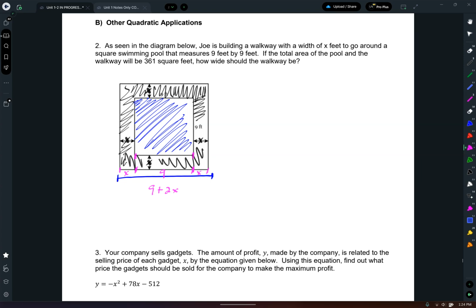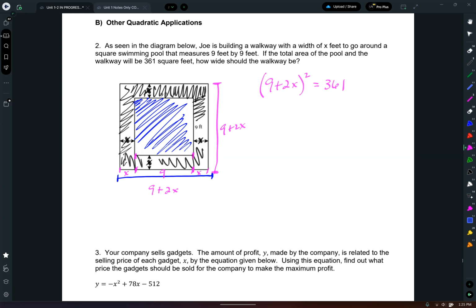And isn't this side over here going to be exactly the same? 9 plus 2x. And the area of a square, you just do side times side. So the area of this total is going to be 9 plus 2x times itself. And that's supposed to equal 361. So now I have an equation that I can solve.